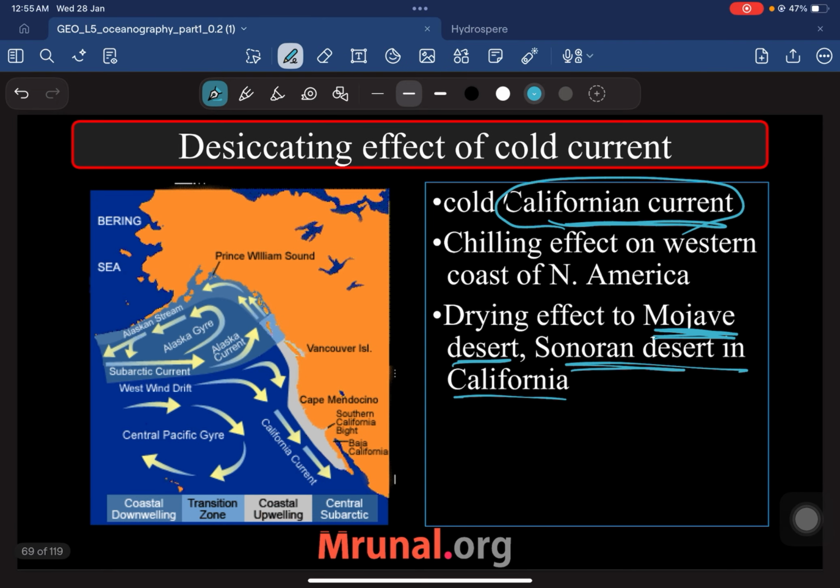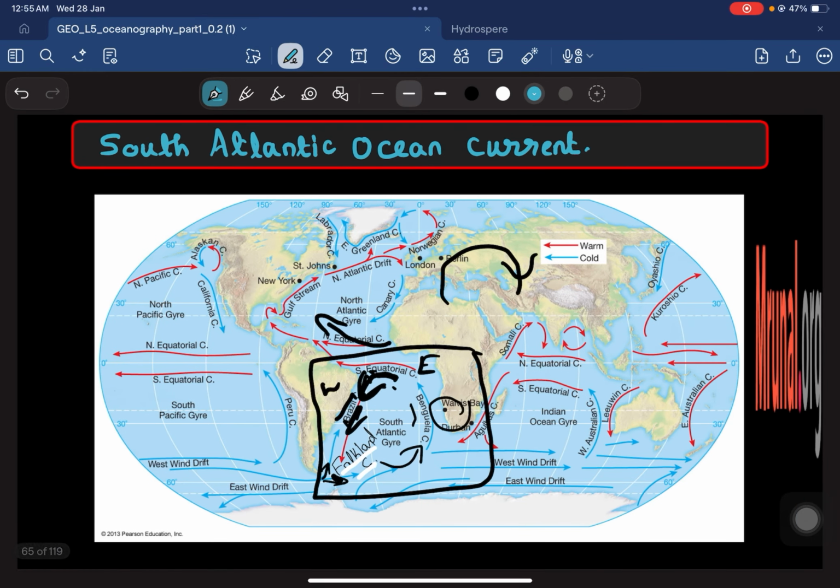Which currents will give a desiccating effect? The Canary current, again I am discussing, just listen. This Canary current will give a desiccating effect to the Sahara Desert. The Benguela current will give a desiccating effect to the Namib Desert. This California current will give a desiccating effect to the Mojave and Sonoran Deserts, which are present in North America. Like that only, Peru.